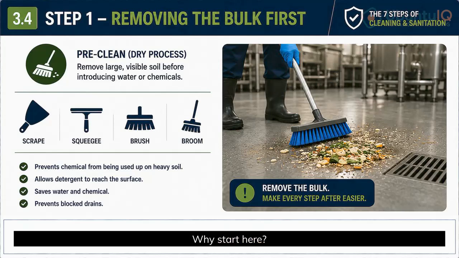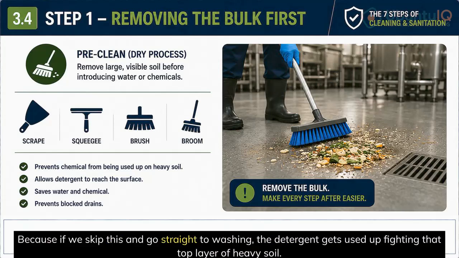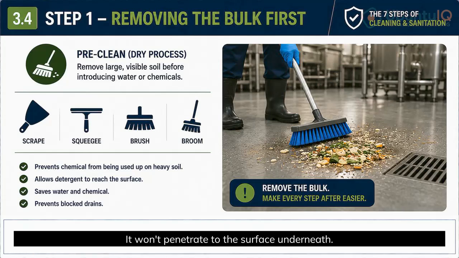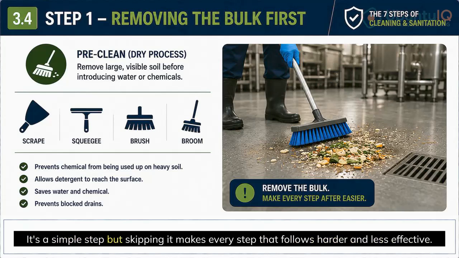Why start here? Because if we skip this and go straight to washing, the detergent gets used up fighting that top layer of heavy soil. It won't penetrate to the surface underneath. We also save water, we save chemical, and we keep the drains from blocking. It's a simple step, but skipping it makes every step that follows harder and less effective.